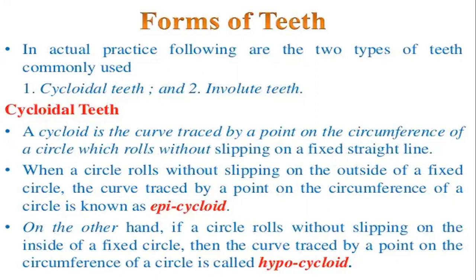Here we take a fixed straight line. When a circle rolls without slipping on the outside of a fixed circle, the curve traced by a point on the circle is known as an epicycloid. This is due to the outside circle. So when a circle rolls without slipping on the outside of the fixed circle, that curve is called the epicycloid.